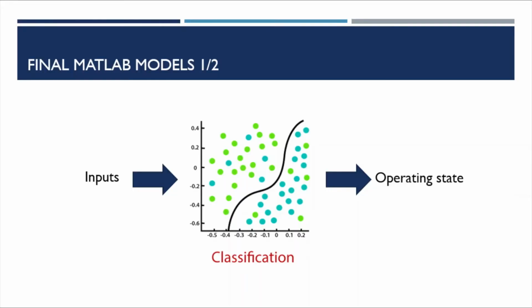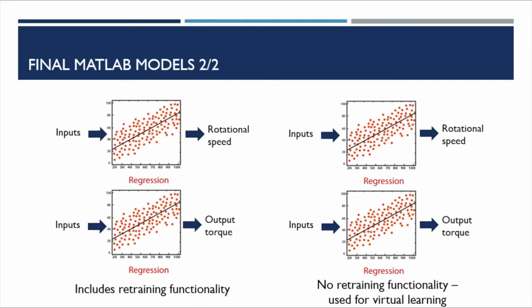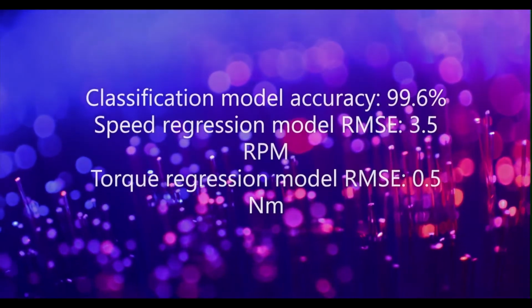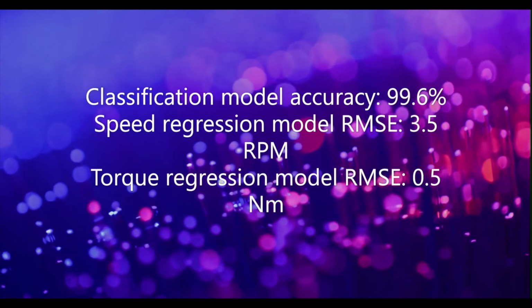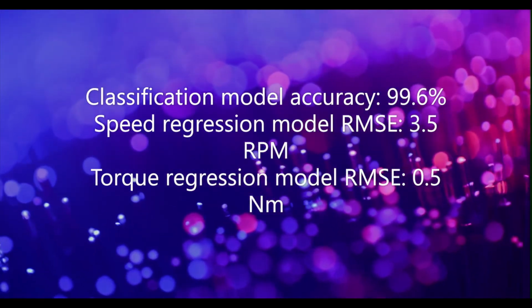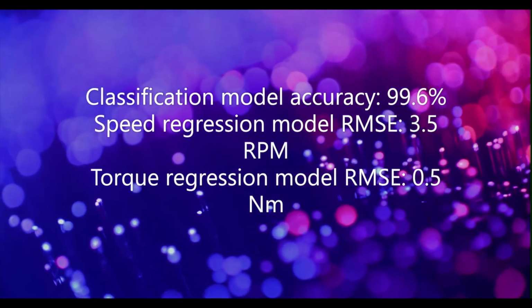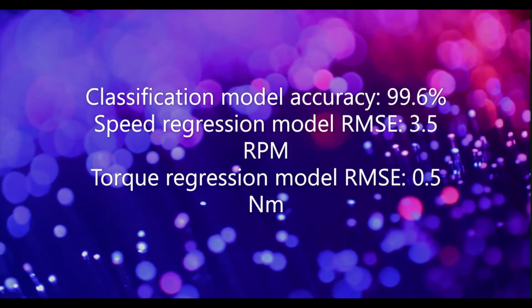One classification model predicts which operating state the motor is in and if the broken rotor bar fault is present, and 4 regression models predict rotation speed and output torque, with 2 having the functionality to retrain, whilst the other 2 did not as they were used for virtual learning. By collecting over 3,000 training observations, the team produced a classification model with 99.6% accuracy, a speed regression model with a root mean square error of 3.5 revolutions per minute, and a torque regression model with a root mean square error of 0.5 Newton meters.